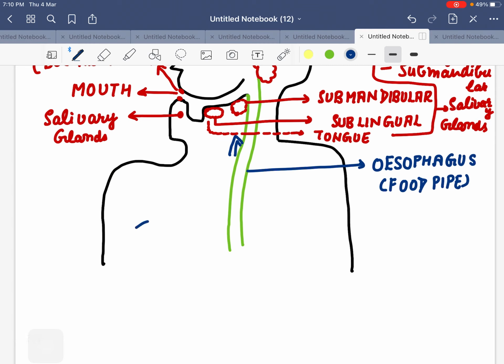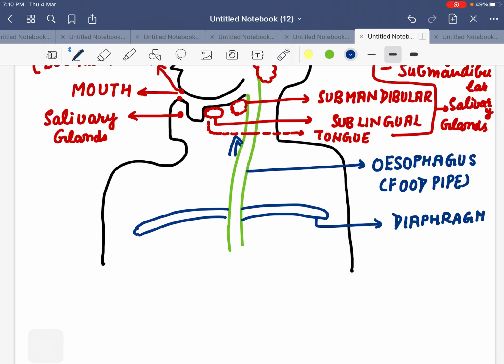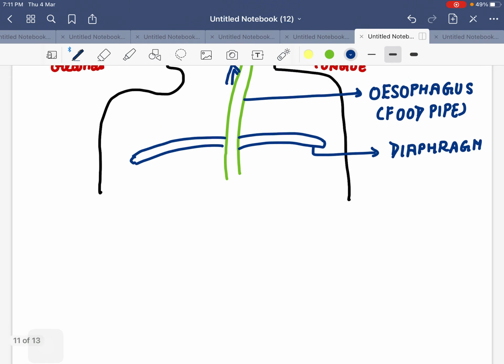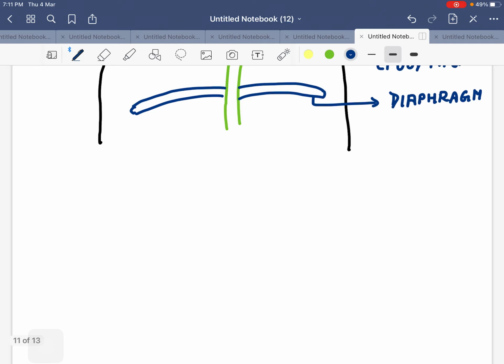Okay. Here we are going to draw, as you can see, that I am drawing this diaphragm here. Right. So we are going to draw this diaphragm. So you can label it as a diaphragm. See, so many labeling already we have done till this point. Mouth, salivary glands, parotid, submandibular, sublingual, tongue. These all are salivary glands, esophagus, and our diaphragm. Done? Very good. Now we are going to proceed next.